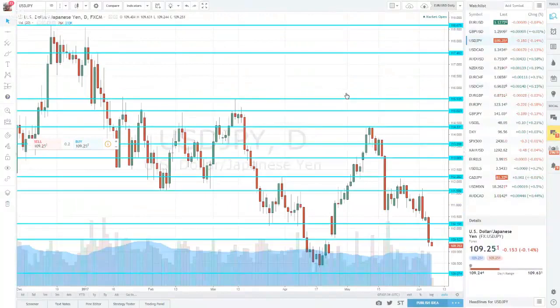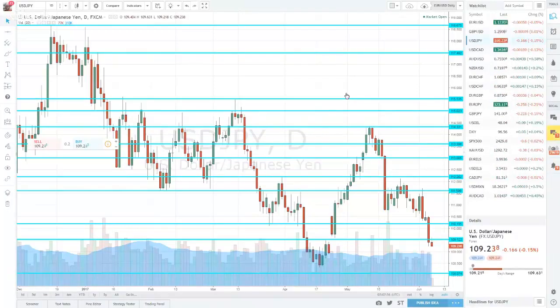Okay, dollar yen, big breakdown yesterday. So looking at the daily chart, we're back to levels last seen in April. Okay, we're not so far from this critical cycle low support line of 108.10, which was the lowest level since the elections in the United States. Below that, it's 107.50 and the very round number of 105.